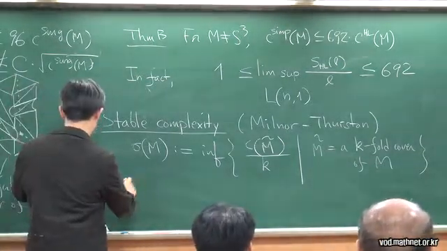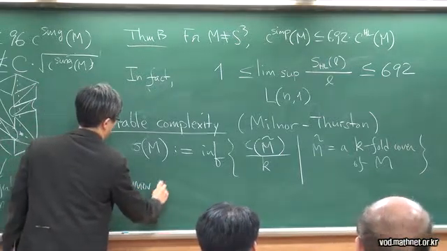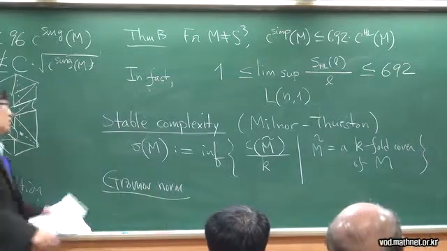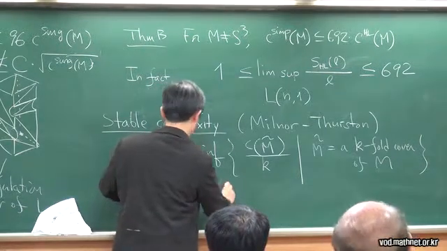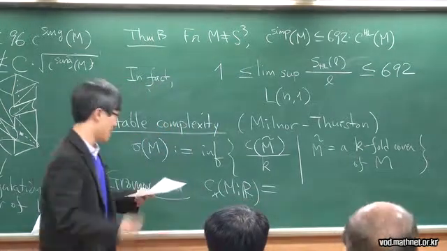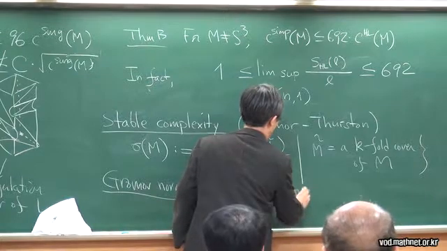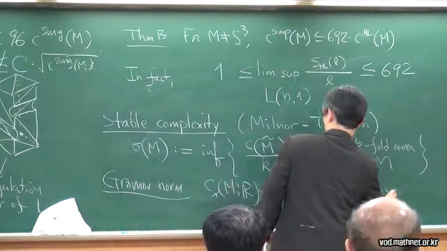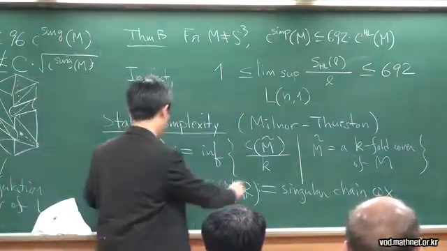So it's related to this. I need to talk about the Gromov norm. This is another really interesting quantity. So to define this, let's do a very little bit of algebraic topology. So let's consider the singular chain complex of my manifold with real coefficients.